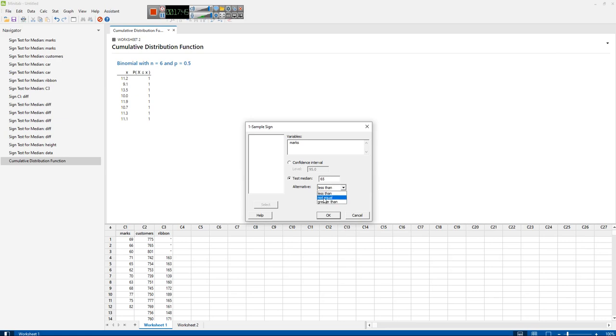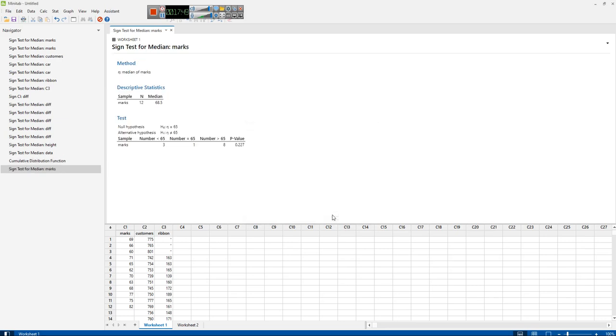For this question, since I have not equal, I have to select not equal. Okay, so you can see here, I'm sorry, I made a mistake. So let me just change some data. I have to change this data to 64. Okay, 64, then only will it give the correct result.